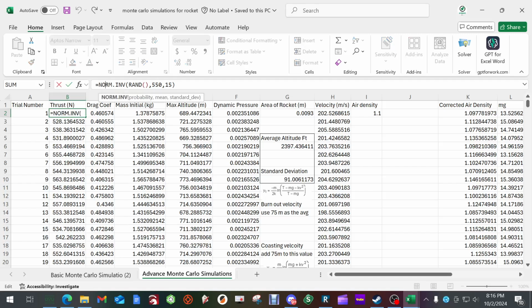So I'm just going to click that and it shows us normal distribution, the probability, that's our random number, we want it to be random, and then we're multiplying that random number by the average and then adding in our standard deviation or variance of plus or minus 15 newtons.